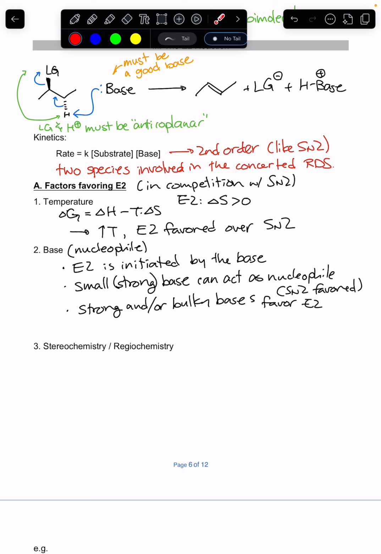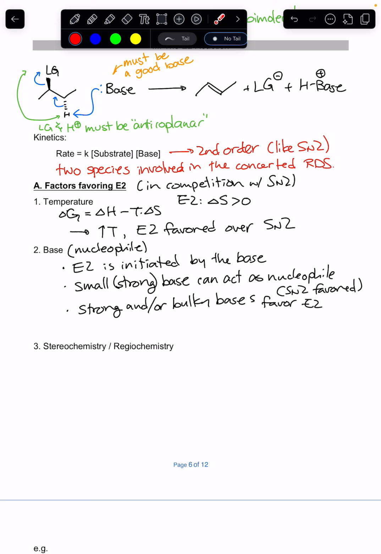Now, does a small strong base favor E2? The small strong base can definitely do E2, but there's some competition, a possibility for SN2 as well. But if it's strong and bulky, then that pretty much only favors the E2 reaction.